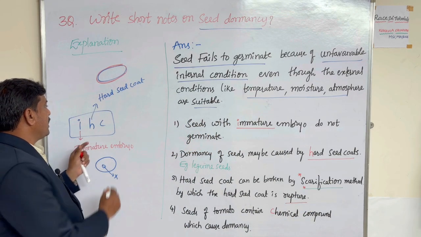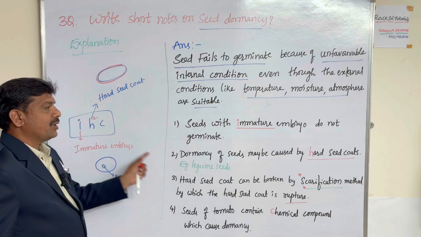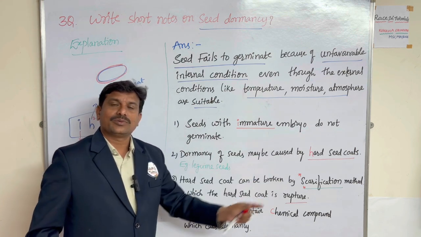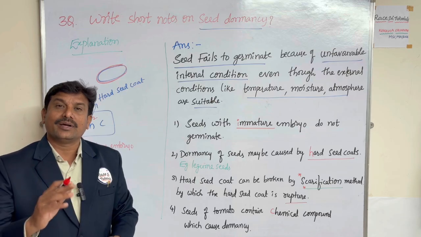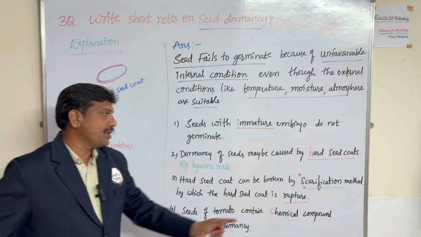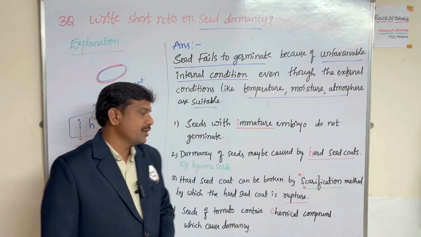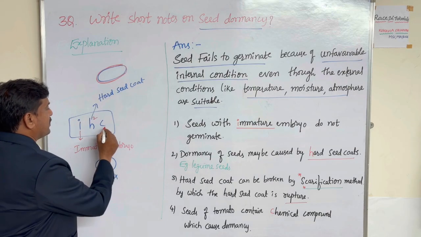One more point. Here you will catch two points. One is the hard seed coat, so that's why seeds are not germinated, and the scarification method is the removal of the hard seed coat. Next, the fourth point: what is that, sir?